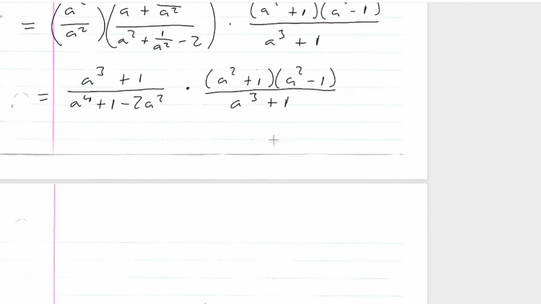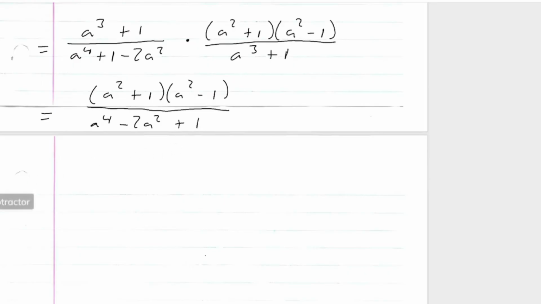All right, so as you can see, we have a factor of a cubed plus 1 on top and bottom. So I'm going to be left with a squared plus 1 times a squared minus 1, all over that a to the 4th minus 2a squared plus 1.